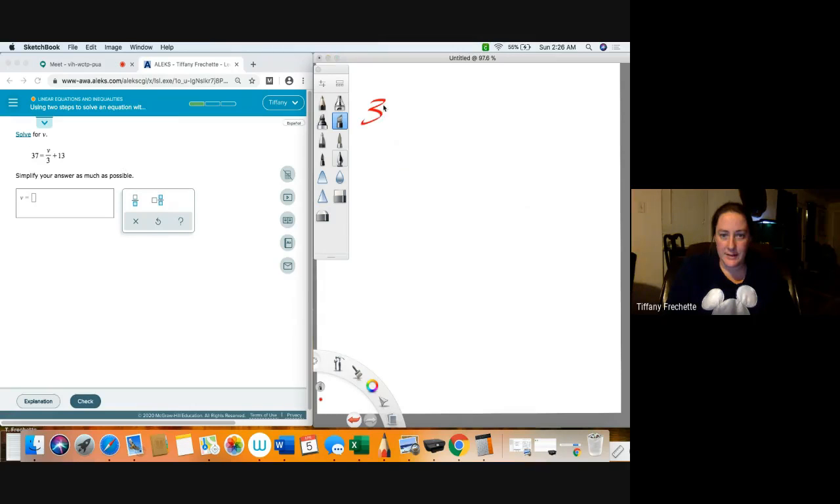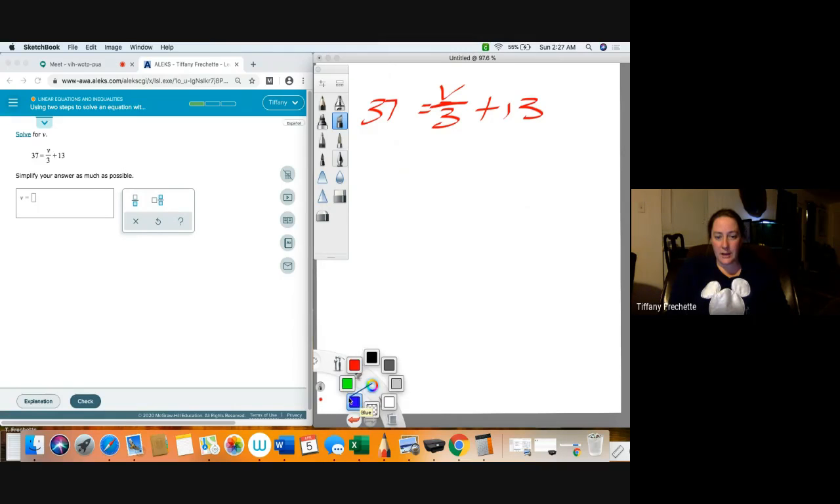Okay, so we have 37 equals v divided by 3 plus 13. Again, remember, a fraction is just a fancy way to write division. So keep in mind, we're always trying to get the variable by itself. It doesn't matter if it's on the left side of the equation or the right side of the equation. That doesn't matter at all. We're just trying to get this v by itself. So we're going to start by undoing addition and subtraction first, because again, that does simplify the process.